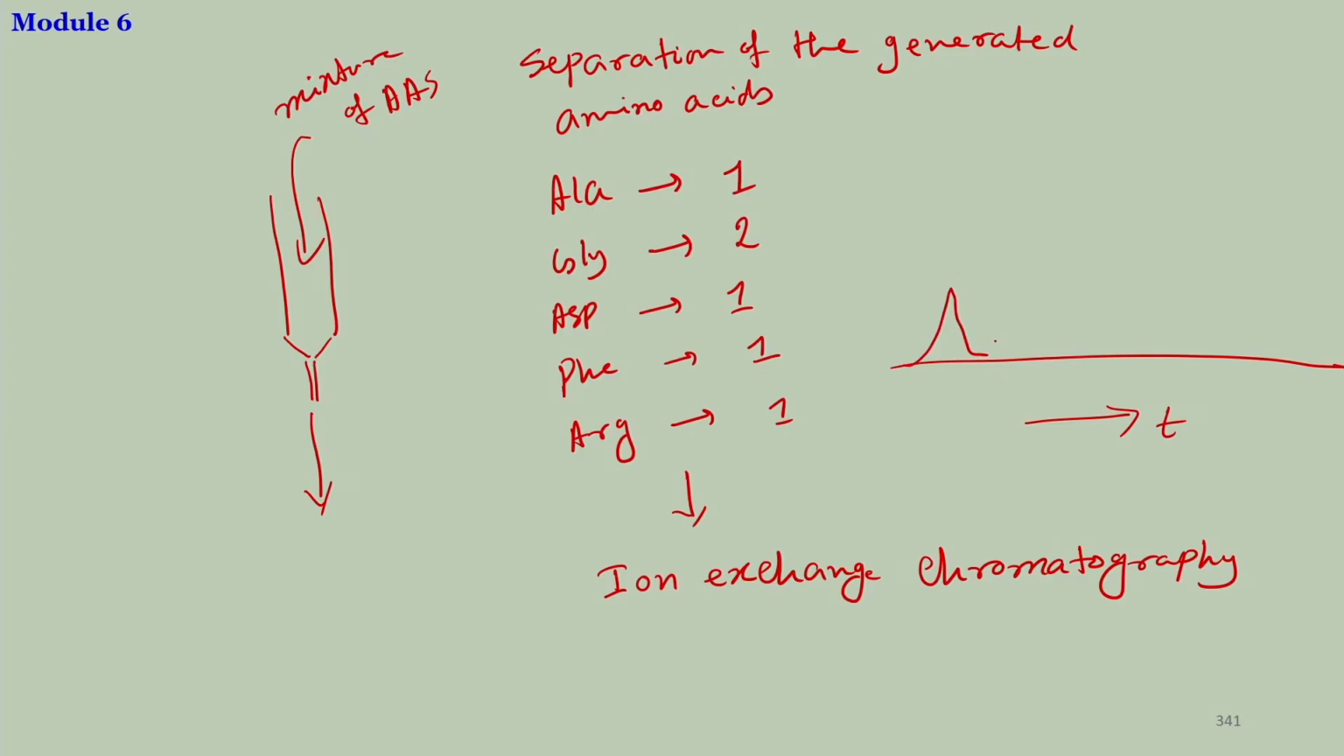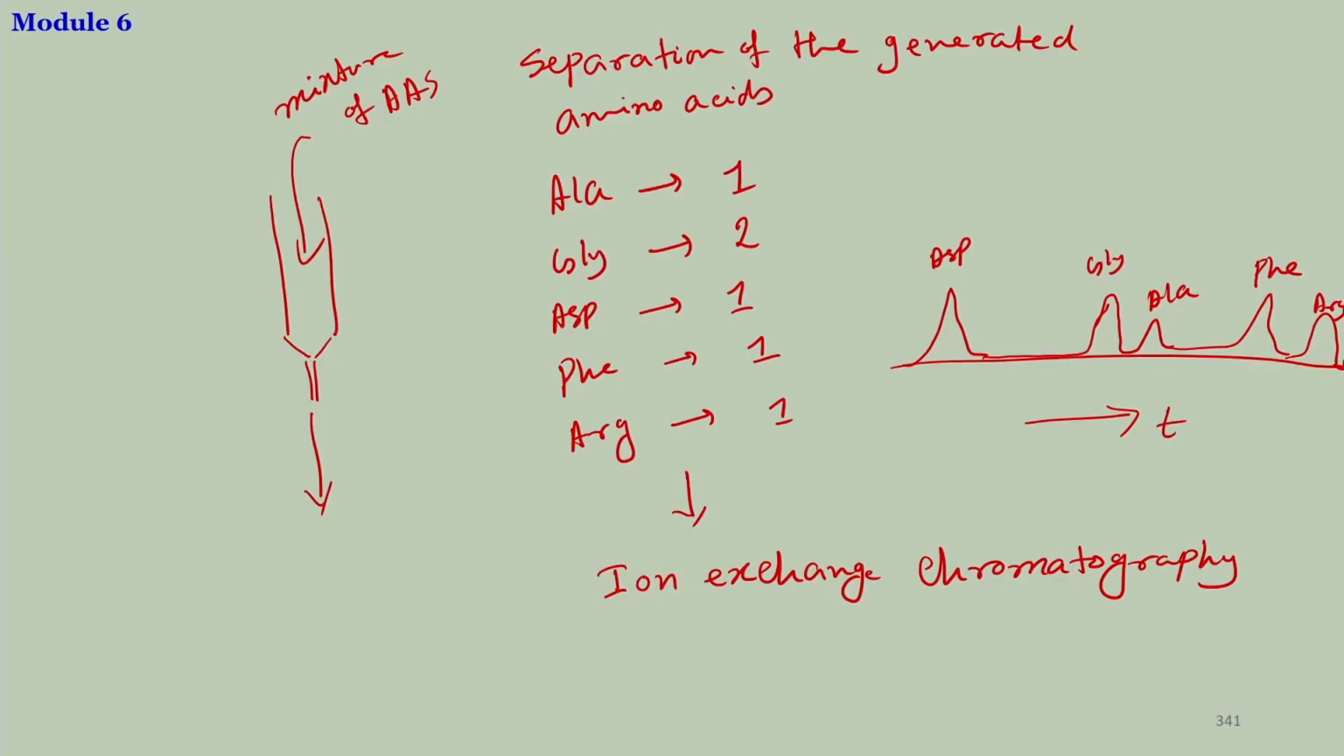Here you will see one peak, so this might be for aspartic acid, this would be for glycine, this should be for alanine. Glycine and alanine are not very different, only a methyl group, so they will be coming somewhat close. Phenylalanine, and here a little bit further would be your arginine. So, at different times they will elute out. Obviously, there is a gap in between. So, you can collect them, and that will give you the separated amino acids in individual purity.